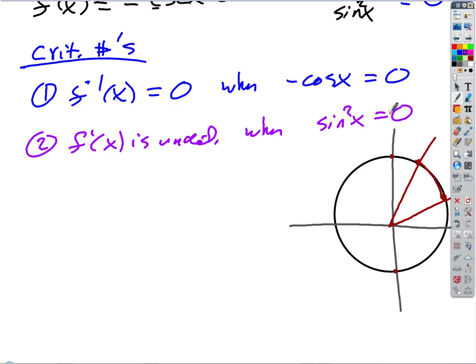On the unit circle, 0 and pi, and 2 pi, and 3 pi, and just n pi, right? Are any of those on our interval? No. No. So we get no critical numbers on this one at all.